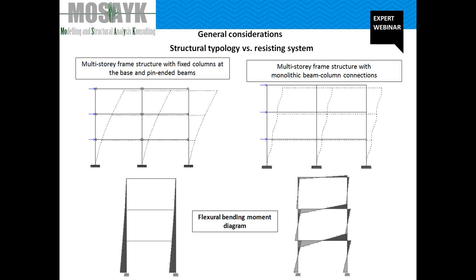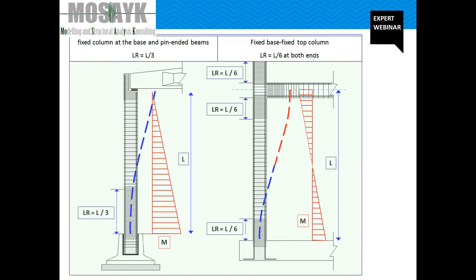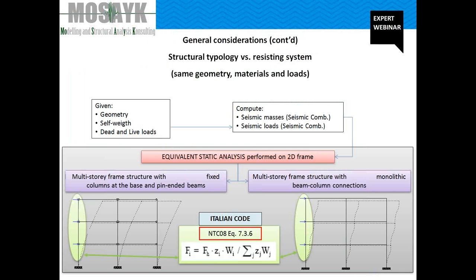On the left, a multi-story frame structure with fixed columns at the base and pin-end beams, a classical precast building, and on the right a multi-story frame structure with monolithic beam-column connection, a reinforced concrete frame. What are we going to expect is the right question. Different displacement for sure, different actions, different behavior, as we can see here schematically, but let us use Midas Gen to model and to demonstrate this global consideration.